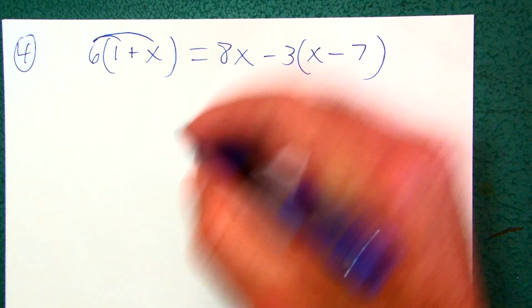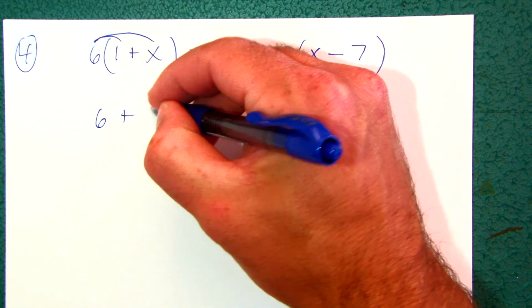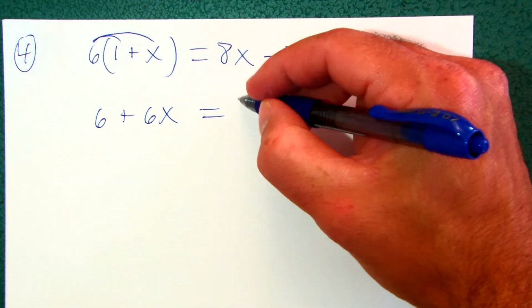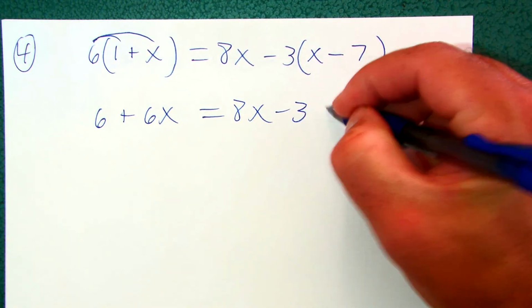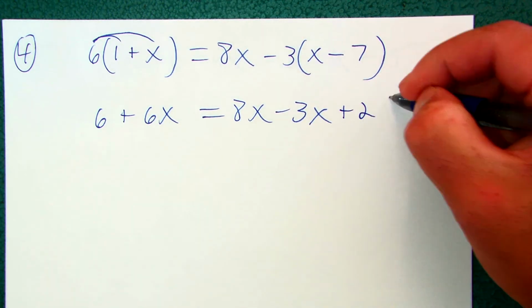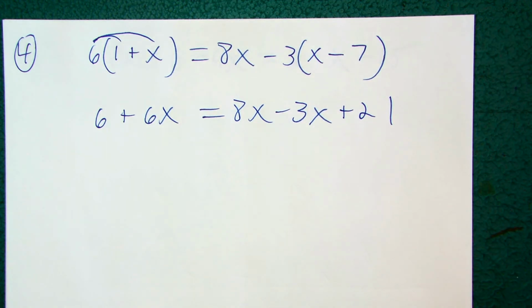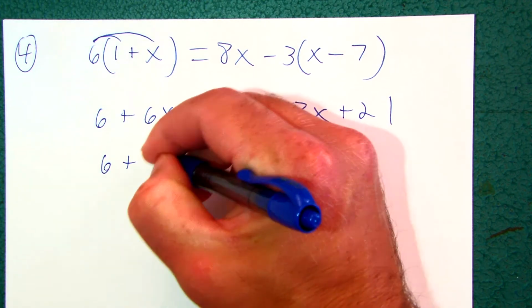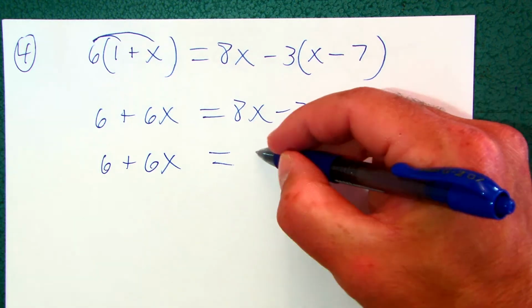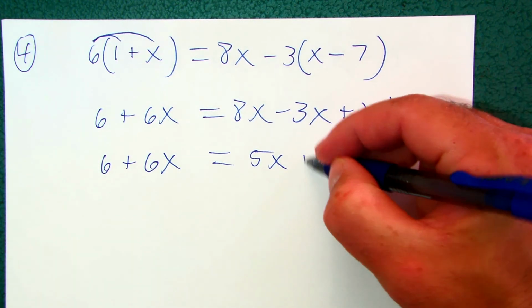All right, let's take care of our distributive properties. So 6 plus 6x equals 8x minus 3x plus 21. So we still got to clean up a little bit on the right here. 8x minus 3x is 5x plus 21.